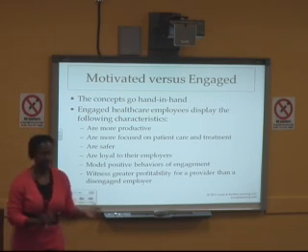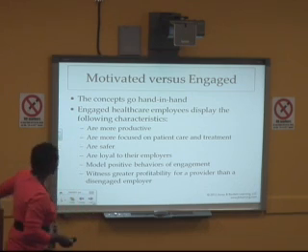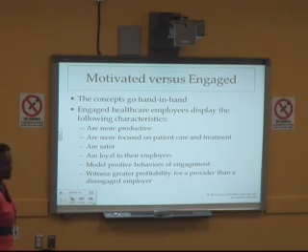Motivation versus engagement. Is there a difference? Same thing? Different. With motivating, you've got to get there; engaged, you're doing it. Engaged, you want to do it. Motivated, you can't have something. Right. Exactly.